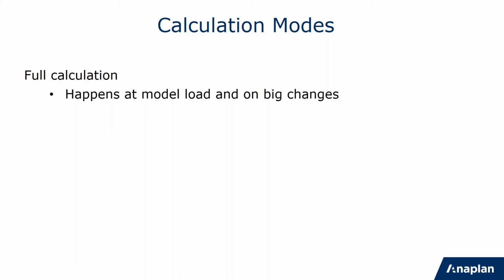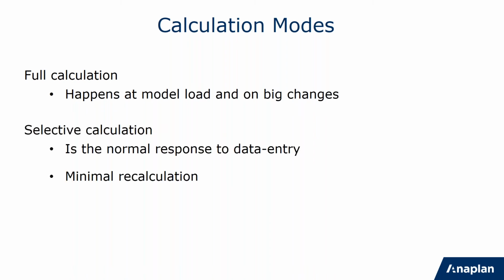Selective calculation is what happens when you change data. So if you change a particular cell within a line item, we're not going to recalculate all of the cells in the downstream line items. We're only going to recalculate the ones that actually need to change. This is the normal mode of Anaplan when you're typing data in, and this is basically minimal recalculation.